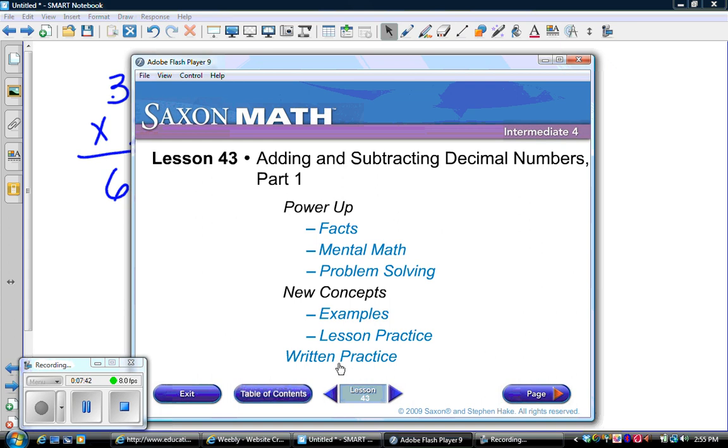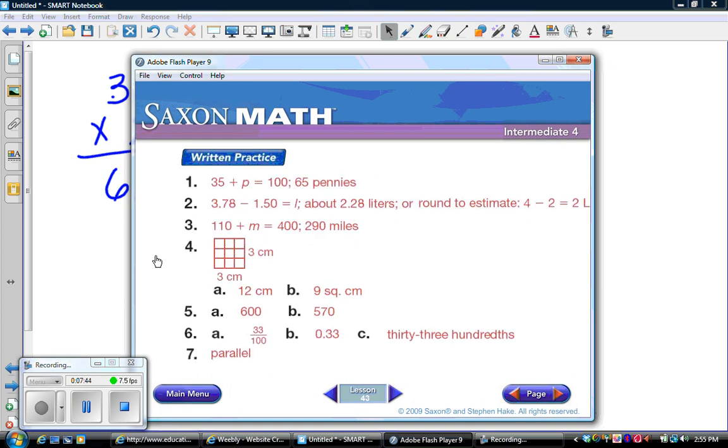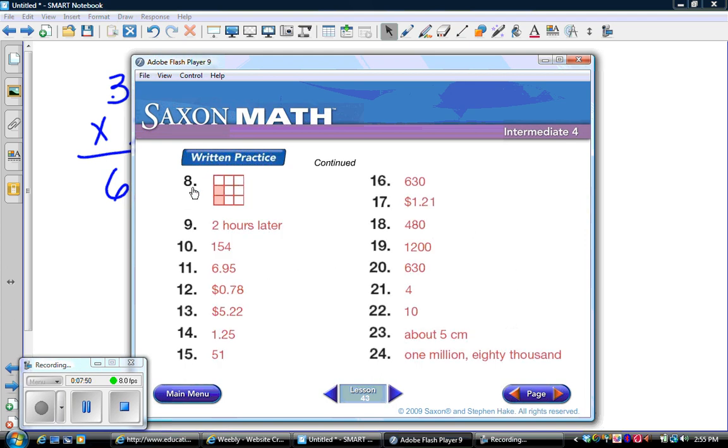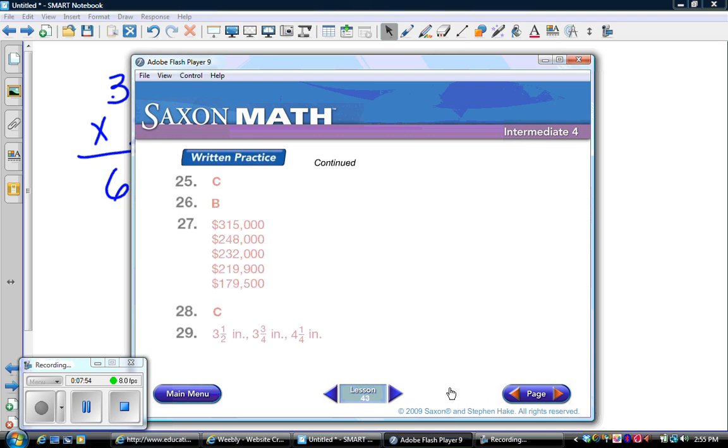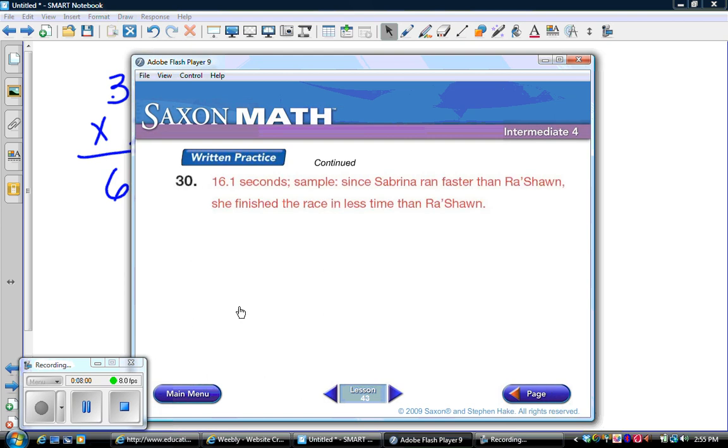Okay, you need to go back now and check number 43. So hit pause as you check 1 through 7. Hit pause as you check 8 through 24. Hit pause as you check 25 through 29. And hit pause as you check 30, and then you will be finished.